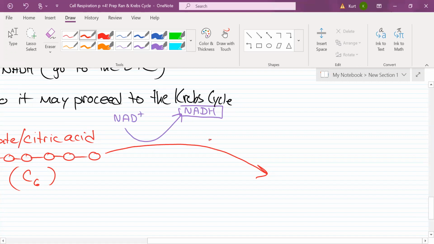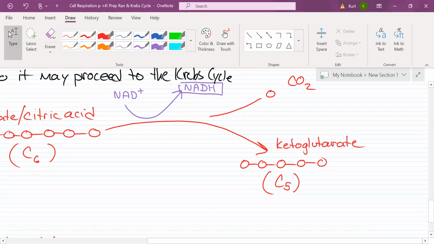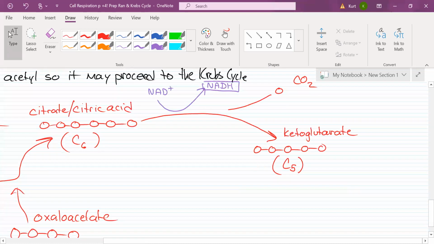Now, a carbon dioxide molecule will break off. So there goes one of your carbons. You now are going from C6 to C5. This is called ketoglutarate. It's a C5 molecule. So this is catabolism. You're breaking down a high energy molecule to a low energy molecule, and as a result, you're releasing energy. All that NADH is getting collected, which is eventually going to make a lot of ATP.